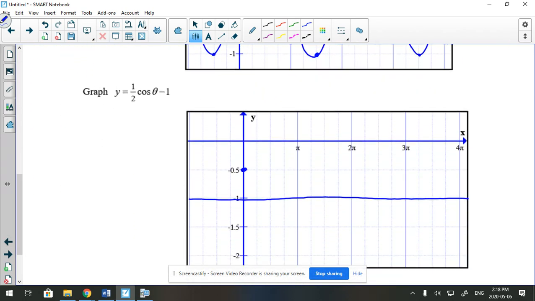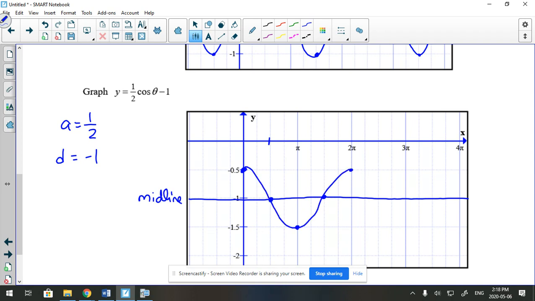Okay, so for here, your A is a half, your D is -1, and I've already drawn the midline at -1. Amplitude is a half, that means it's going up a half, and it's a cosine graph, so it's starting at my highest point. Now your next point is going to be at pi over 2, which is halfway here, and it's going to come down to your midline, and then at pi it's going to be at your lowest point, then it's going to come up to your midline, and then at 2 pi it's back to your highest point.